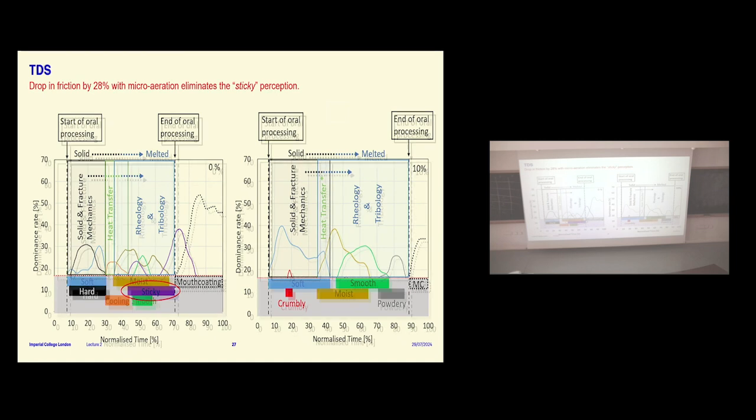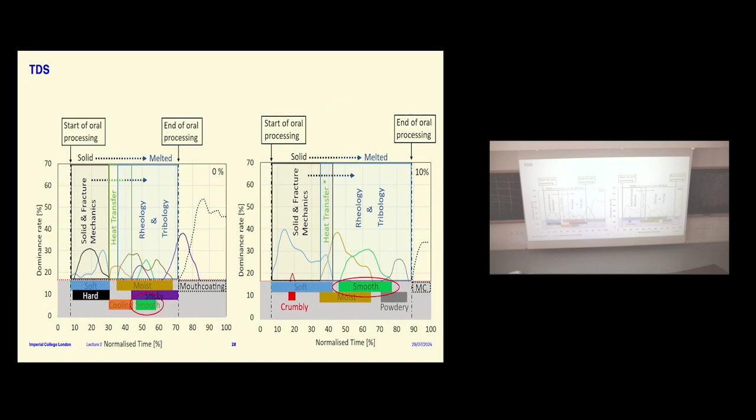And then I think there's one more that we can discuss and try to infer, which is smooth. The smooth perception is basically whether you feel particles in your mouth or not. You can see that here it's a lot narrower and lower dominance than it is here. So this is wider, and it has a higher dominance rate.